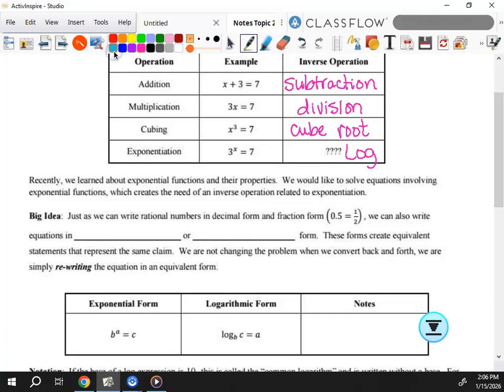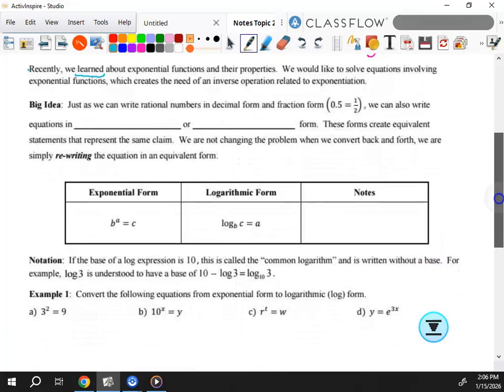This goes on to say recently we reviewed exponential functions and their properties. We'd like to solve them, and we need the inverse operations, and we need to at least use them some of the time, and we may need to use logs. We don't always have to use logs, but sometimes we do, so that's why we need to understand it.